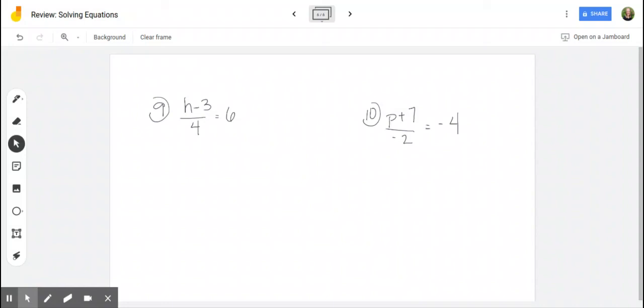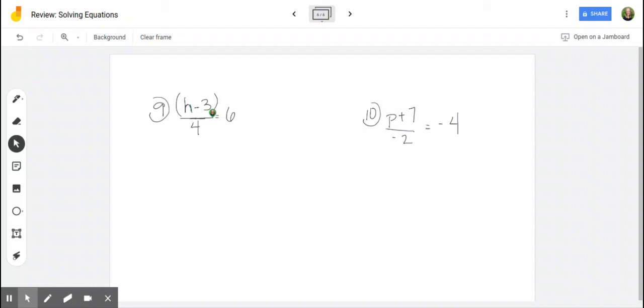You don't want to get rid of this -3 first, okay, because you want the problem to automatically be more simple. I'm trying to make that easy to understand. You want the problem to be simple, and so you need to get rid of this denominator first. Okay, so this h minus 3, it's almost like a pair. It's almost like you could write it like it was in parentheses. So you don't want to separate that yet, okay?